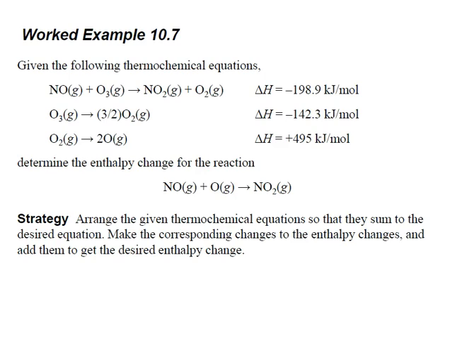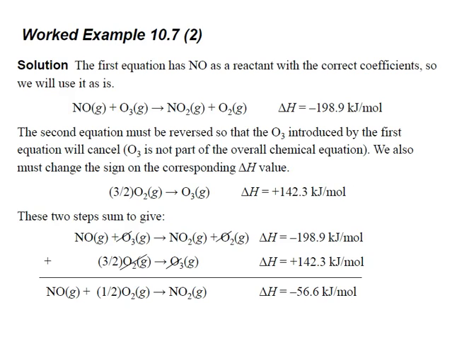So let me read the strategy and read along with me. Arrange the given thermochemical equations so that they sum to the desired equation. Make the corresponding changes to the enthalpy changes and add them to the desired enthalpy change. It's kind of weird at first, but once you actually look through a few of these, I would predict that they'd be fairly easy for you.